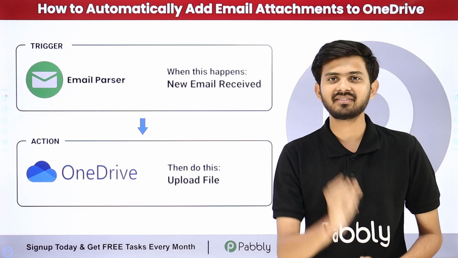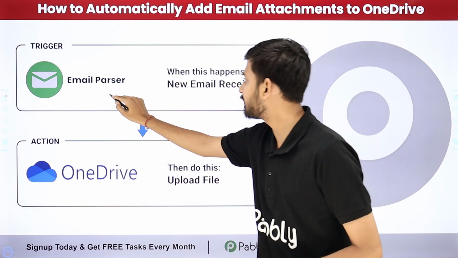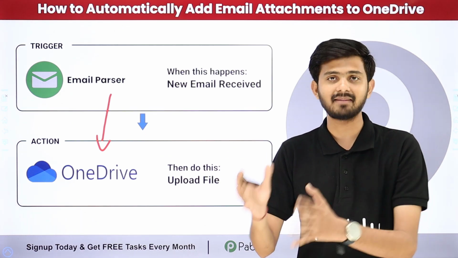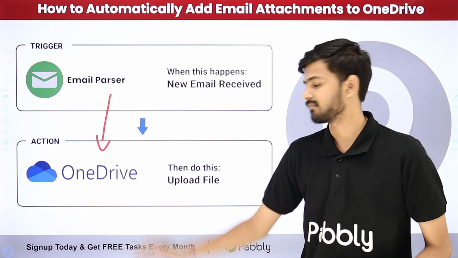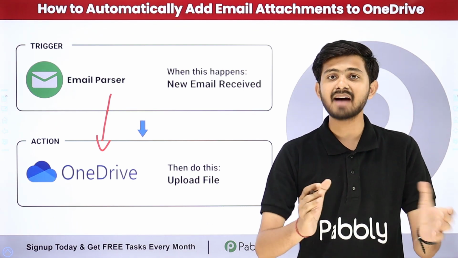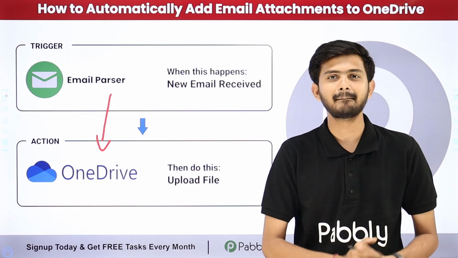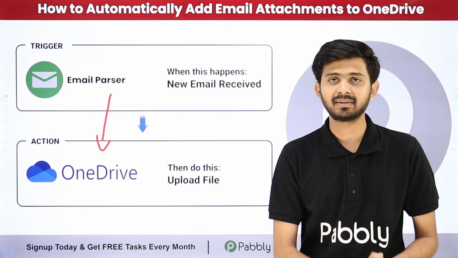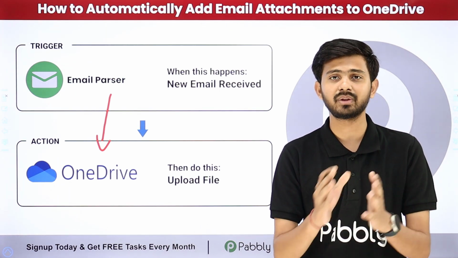So for my objective, I need to build a connection between an email parser, which I'm going to use for forwarding all my emails from Gmail to Pabbly Connect and OneDrive. For building this connection, I'm going to use Pabbly Connect, which is an amazing software for automation and integration.